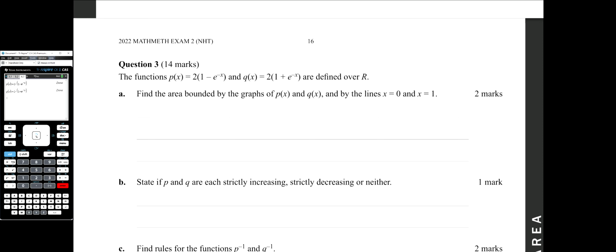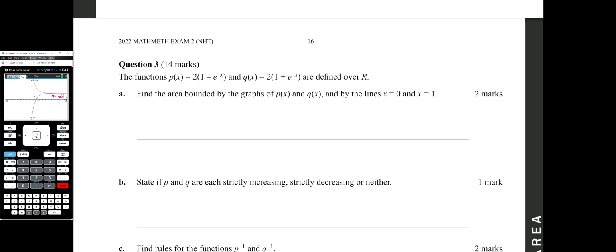Okay, so find the area bounded by the graphs of p of x and q of x, and by the lines x equals 0 and x equals 1. Now we're getting straight into an area question, so it's probably a good idea to actually sketch these functions and see what they look like, just in case there's any intersections, etc. So add a graphs page, and let's sketch p of x, and then let's sketch q of x.